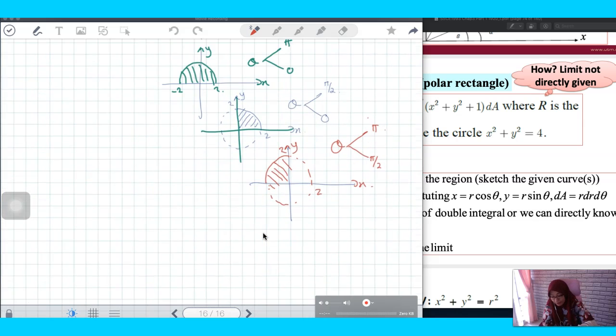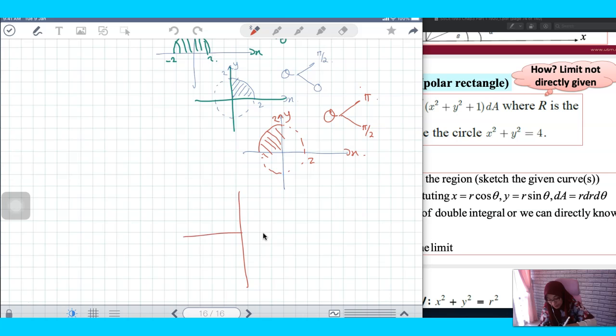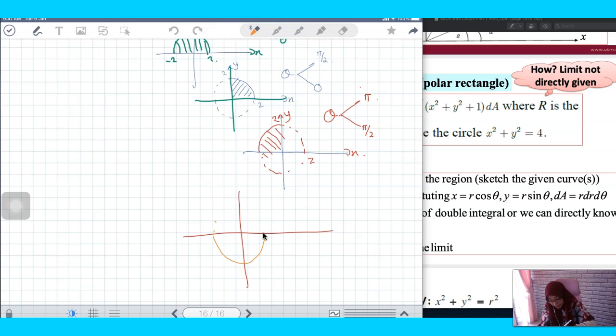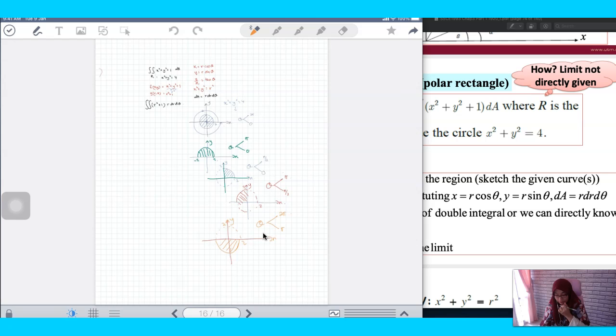And maybe you are given a semicircle, but down there, third and fourth quadrant, also part of the circle with radius 2 on the xy-plane. So this is your R. Then how about the limit of theta? It is from pi to 2 pi. Okay, so hopefully you understand that. That is about the limit of theta.